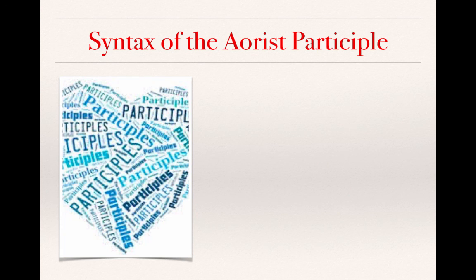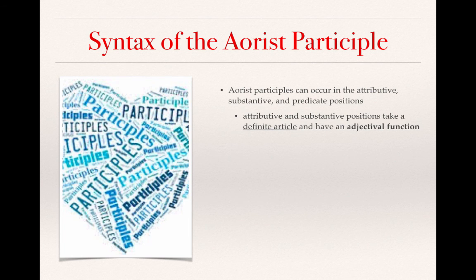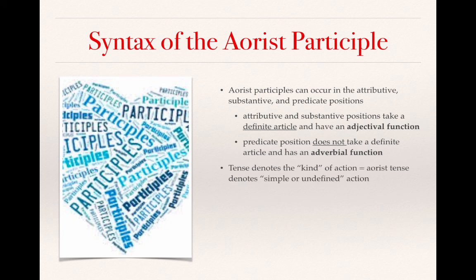All right, let's talk briefly about the syntax of the aorist participle. Like present participles, aorist participles can occur in the attributive, substantive, and predicate positions. The attributive and substantive positions will take a definite article and they have an adjectival function, just like present participles. Similarly, those aorist participles that are in the predicate position do not have a definite article and they have an adverbial function. Remember that with participles, tense denotes the kind of action, not necessarily the time of the action. And so the aorist tense denotes simple or undefined action. Oftentimes, though, this kind of action will be prior to that of the main verb.